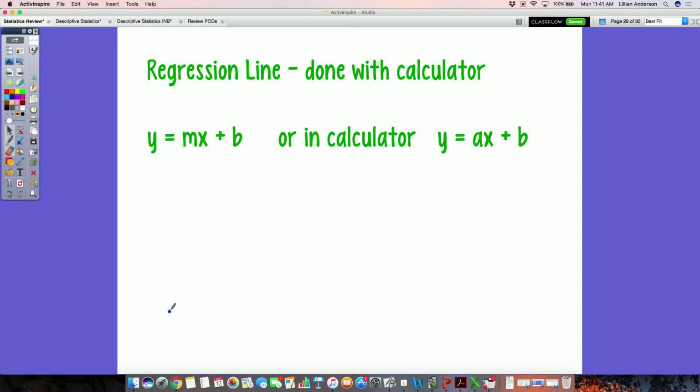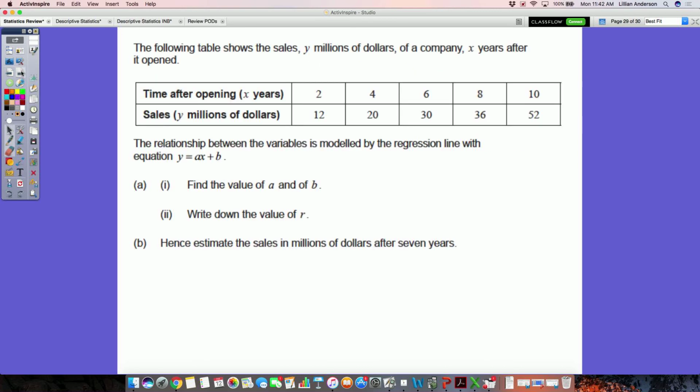All right, so now if everyone did that, just to refresh their memory, the muscle memory, we should be good to find this here. Okay, it says the table shows, you don't have to write this down, I'll post the slide so you can have this. The following table shows the sales, Y in $1 million, of the company X years after it opened. The relationship is modeled by a linear regression line. We have to find the values of A and B. So to do this, where do we go?